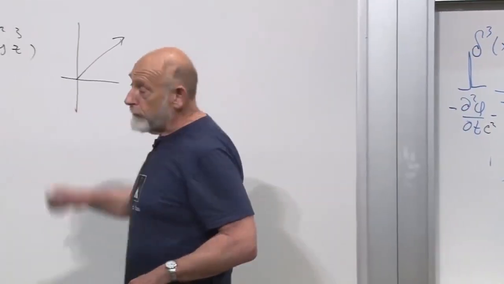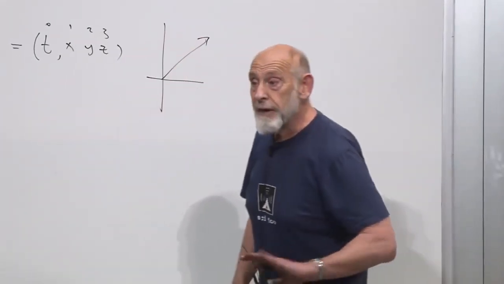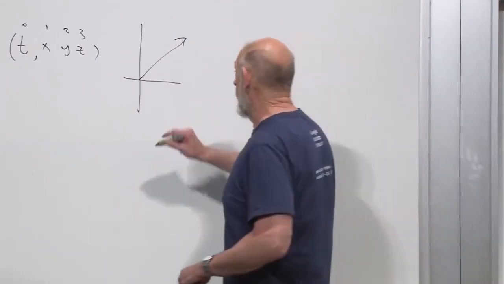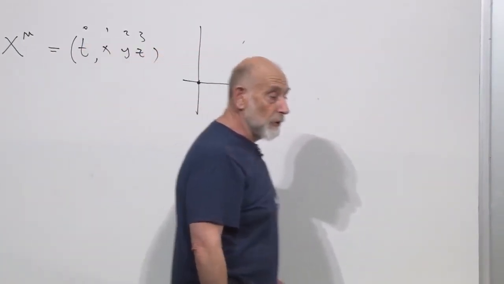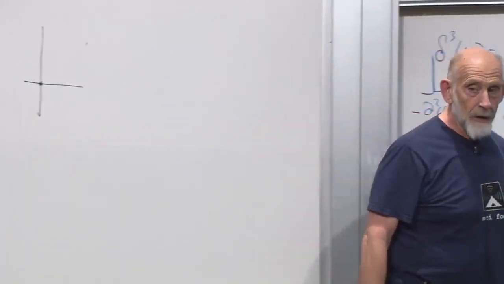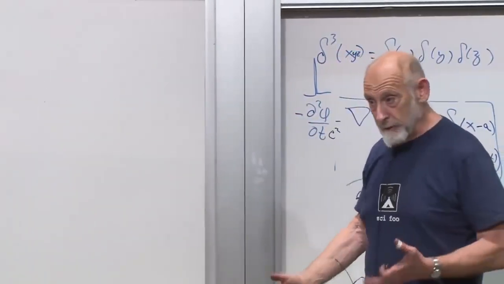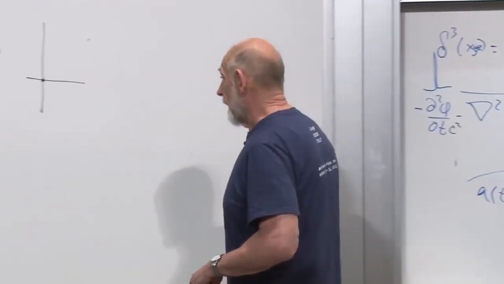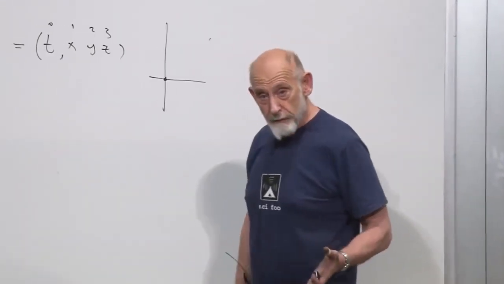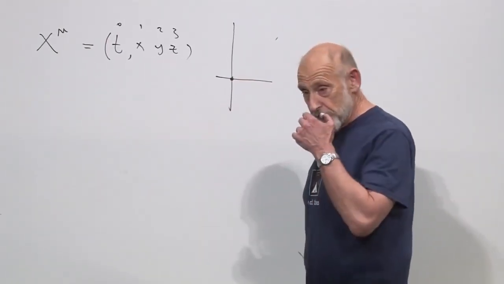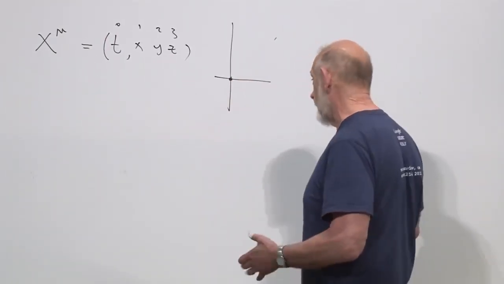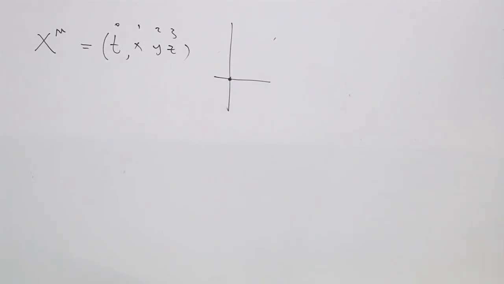But the statement that all 4 components are 0, that everybody will agree on, because all it says is that that vector is the 0 vector, no displacement at all. And we'll all agree that a 0 vector is a 0 vector. In fact, 0 transforms to itself under a Lorentz transformation. If all 4 coordinates are 0 before transformation, they're 0 after transformation.